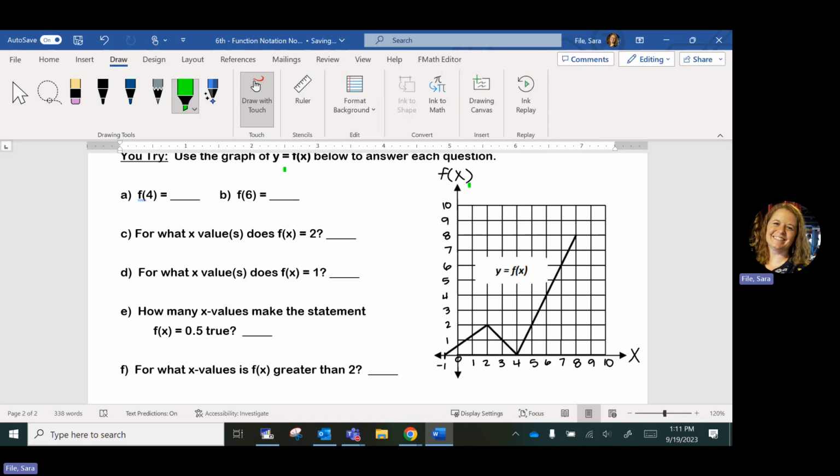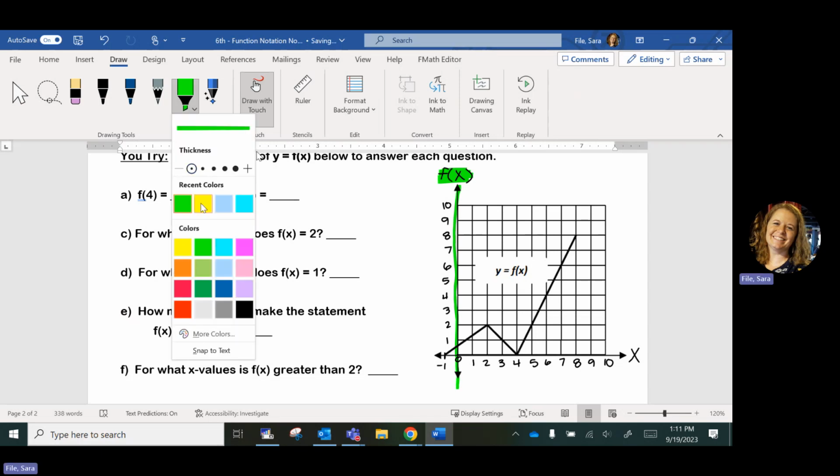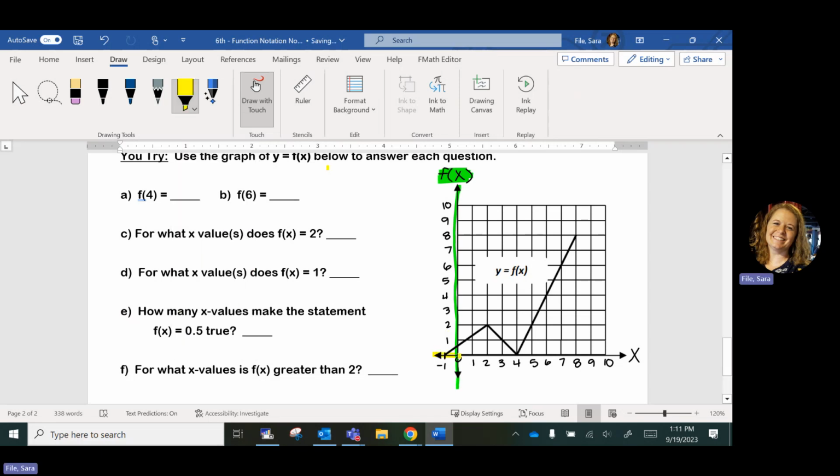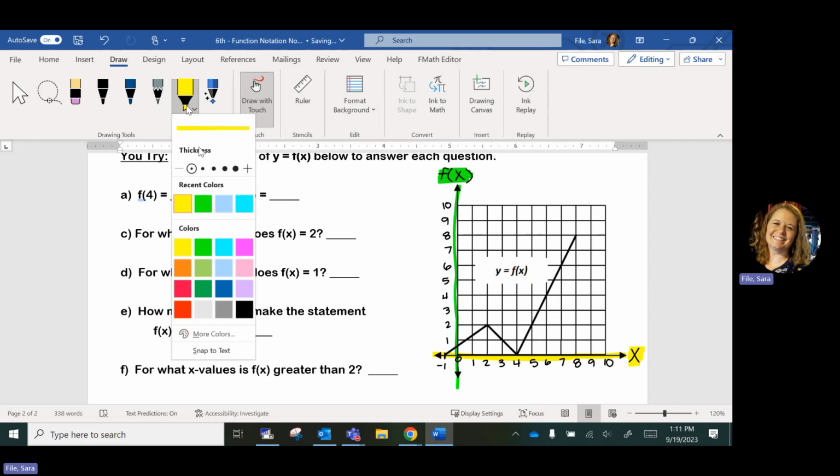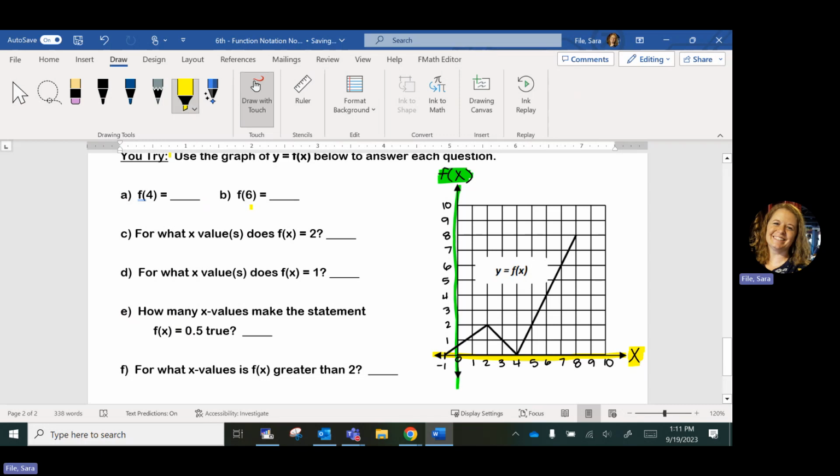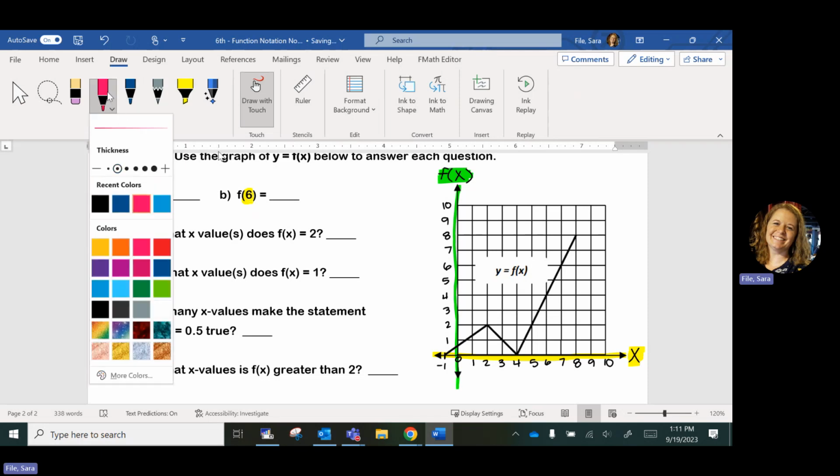Okay, I'm going to color code the same way I did on the last one, with my vertical axis being green, my horizontal axis being yellow. Remember the x's, the horizontals, the inputs. So this first A and B are giving us input values. They're saying f of 4 is what? F of 6 is what? So given the input, find the output.